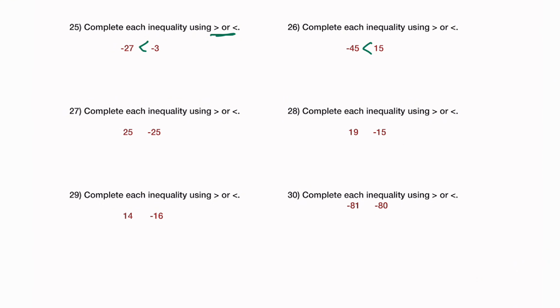Same thing, 25 and minus 25. Done. Then 19 and minus 15. Done. 14 and minus 16. Minus 81 and minus 80, both are negative. And when both are negative, the larger is smaller and smaller is larger. So this is how it should be. And 6 more questions done.